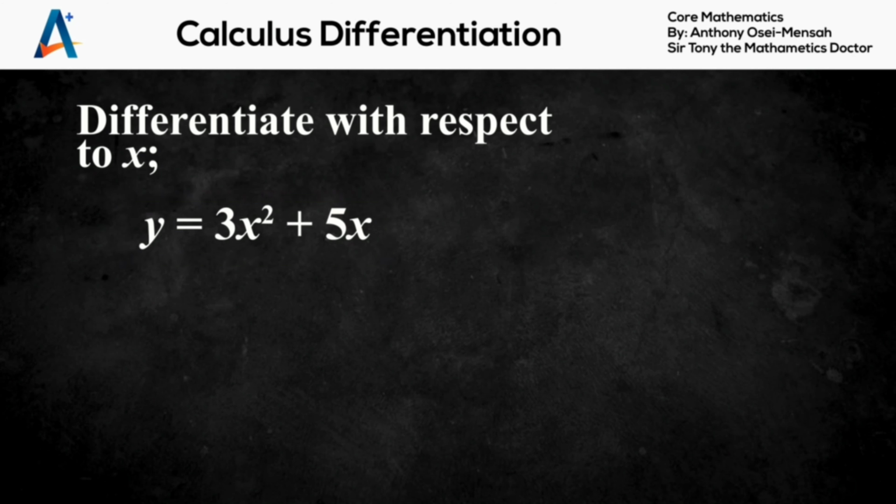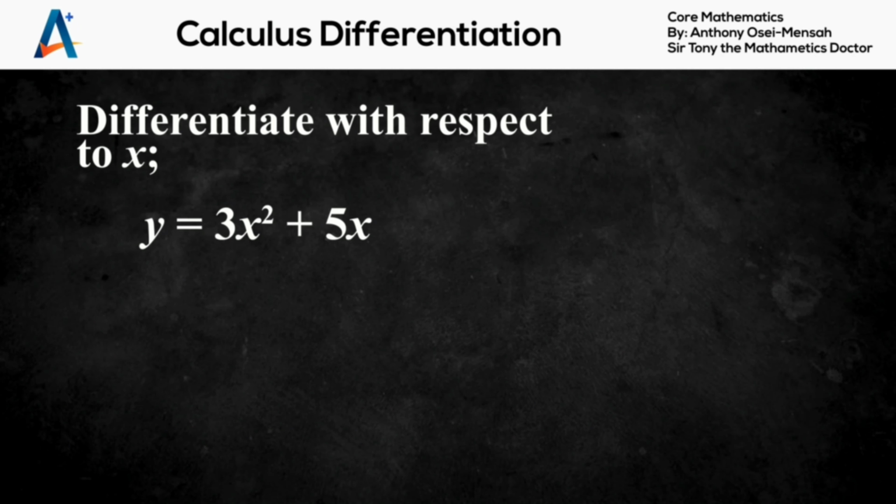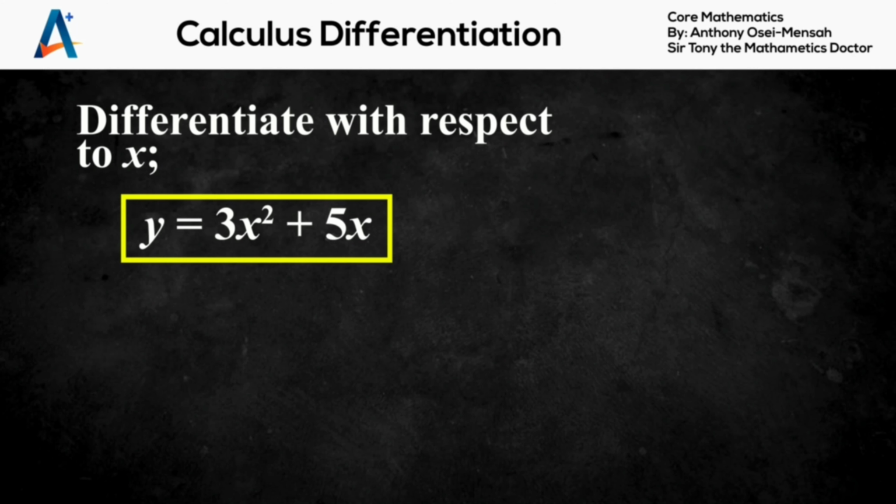It is a function because there is this variable x, also known as the domain in mathematics, which is connected to the variable y, also referred to as the codomain in mathematics. So hence, a function is the relationship between the domain and the codomain. Since the domain is related to the codomain, then this is a function. So to differentiate this given function simply means to find the derivative of this given function.